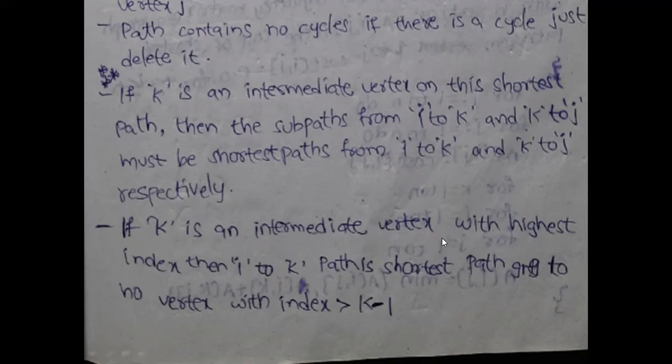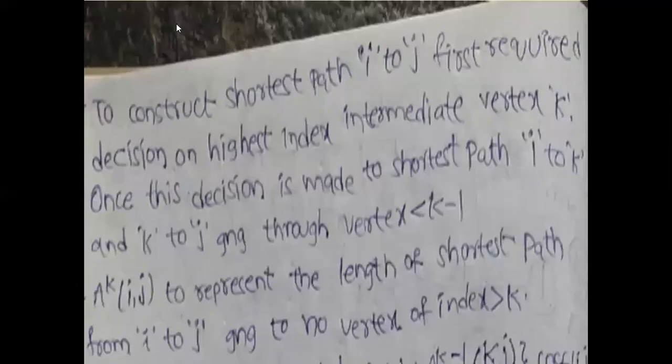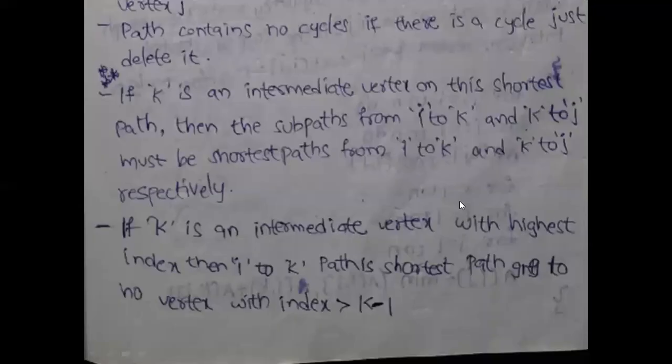Suppose K is the intermediate vertex with the highest index. Then the shortest path from I to K cannot go through any vertex whose index is greater than K minus 1. So when you are finding the shortest path from I to K, the indexes of the intermediate vertices must not be greater than K minus 1.